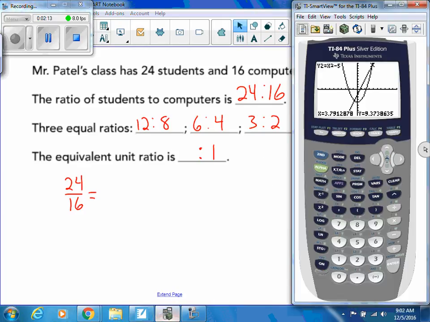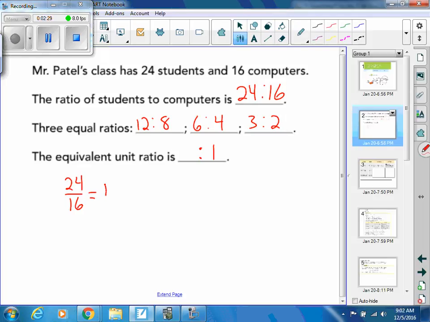Okay, if I go to my calculator and I type in 24 divided by 16, I get my unit ratio right there of 1.5. So it's 1.5, that's what goes before the 1. So the 1.5 would come first, the 1 would come second. That is my unit ratio. Again, the unit ratio has a 1 on the bottom.